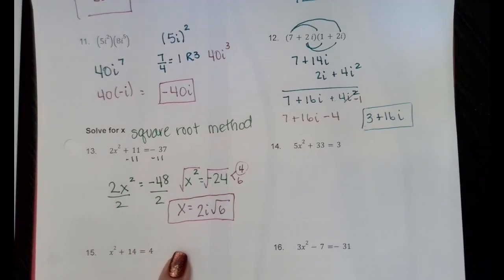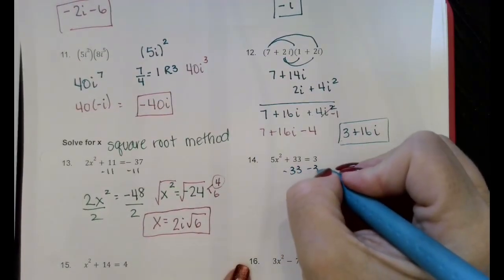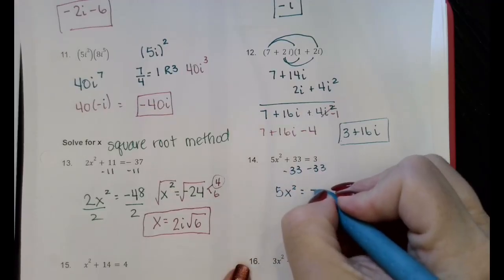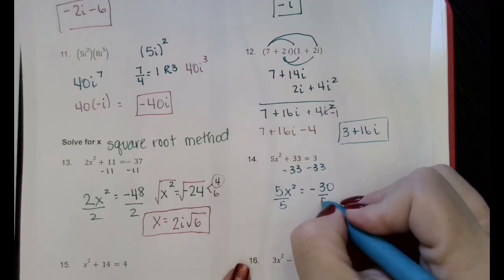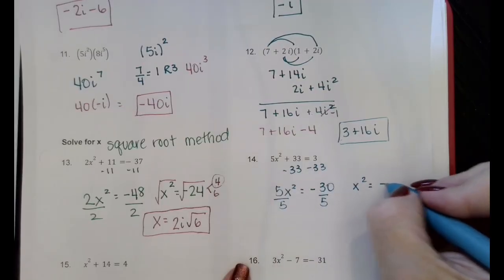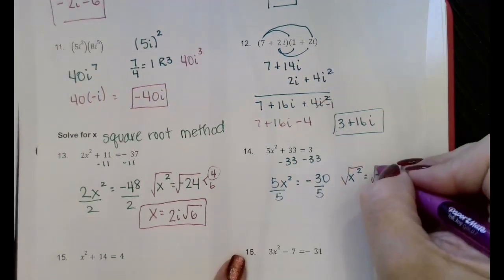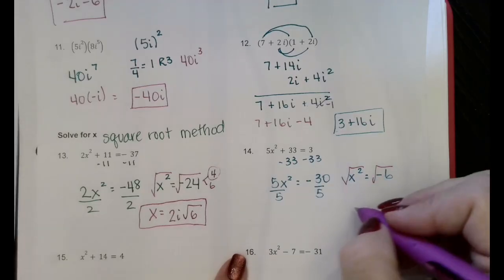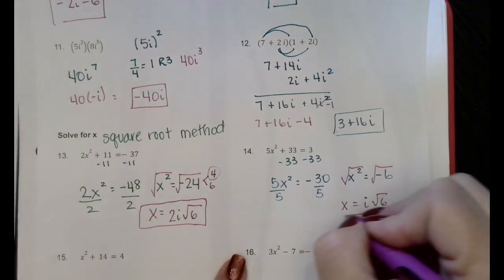All right, let me do one more, and then I'm going to get you to do a couple of them. So I'm going to subtract 33 from both sides, and I get 5x squared equals negative 30. I divide both sides by 5 because I want to get x by itself. So I have x squared equals negative 6. Next step, oh, sorry about that, guys. Next step is I take the square root of both sides, and this gives me x equals i square root of 6.